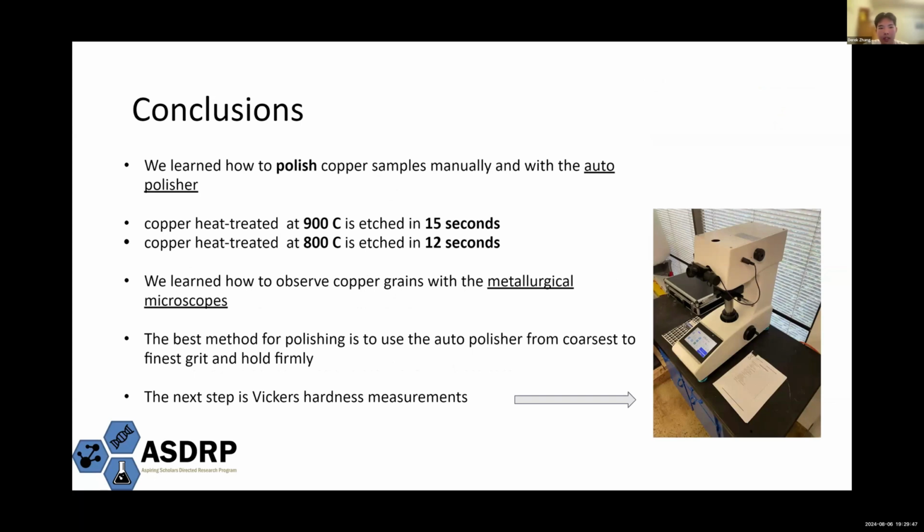Next slide. So we learned how to polish copper samples manually and with the auto polisher, and we concluded that copper heat treated at 900 degrees Celsius is etched in 15 seconds, and copper heat treated at 800 degrees Celsius is etched for 12 seconds. And we found out that the copper heat treated at 800 degrees Celsius provides the best results so far. We learned how to observe copper grains with the metallurgical microscopes. The best method for polishing is the use of auto polisher from coarsest to finest grit and hold firmly. And the next step is to begin with Vickers hardness measurements. As you see on the right-hand side, we have a Vickers hardness machine.